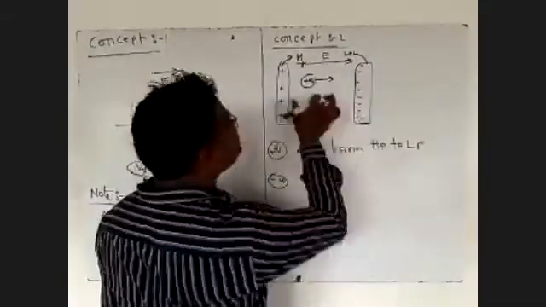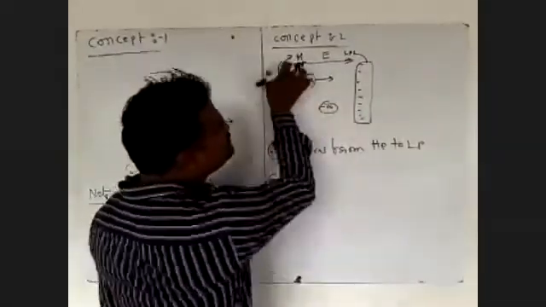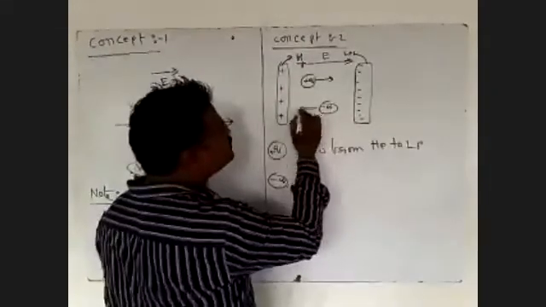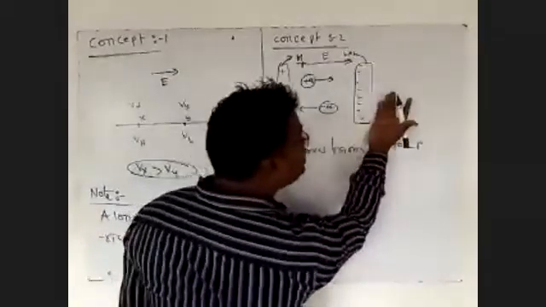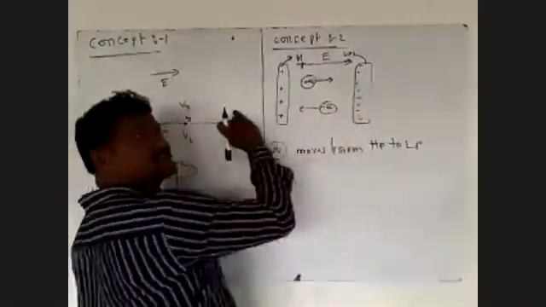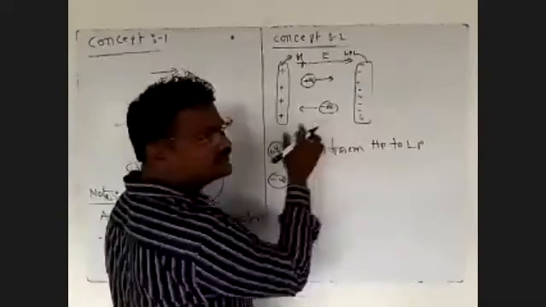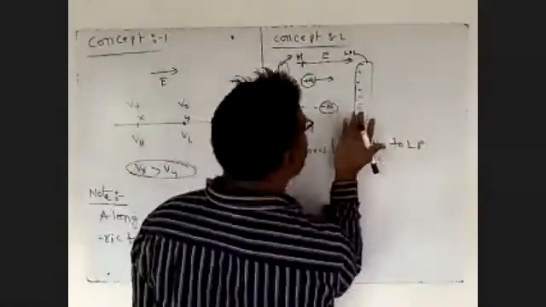This is a negative plate. This is a positive plate. This positive plate will attract the negative charge in this direction. This is a negative plate. This negative plate will repel the negative charge in this direction. This is the electron. Negative charge moves from low potential to high potential.